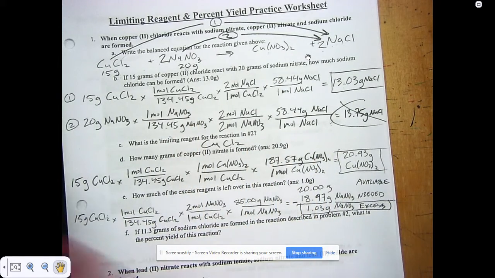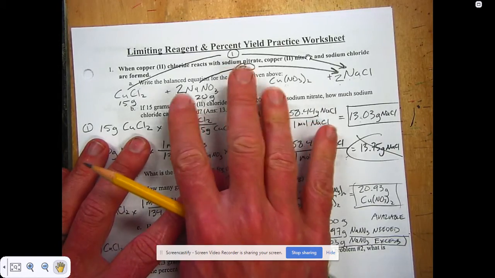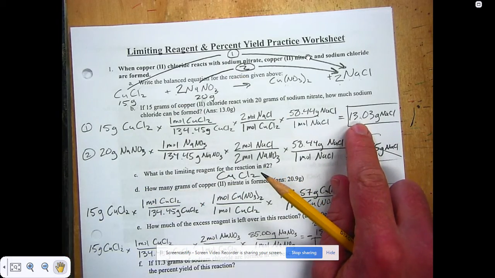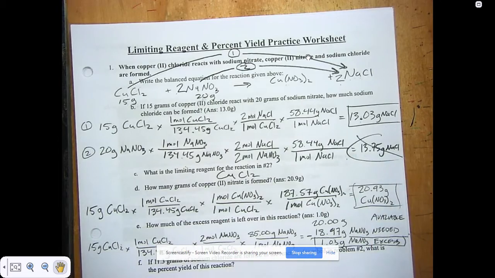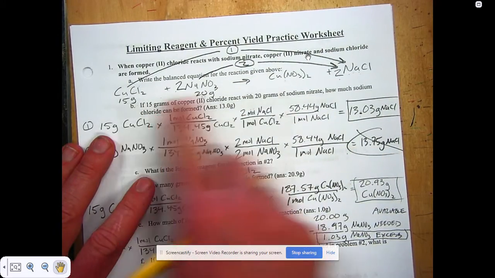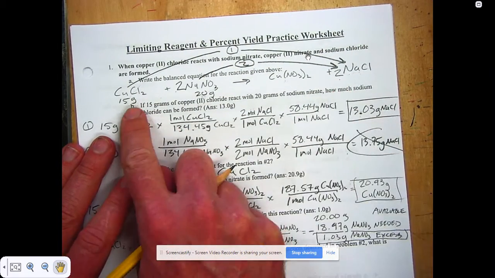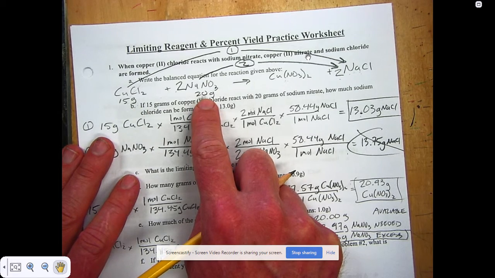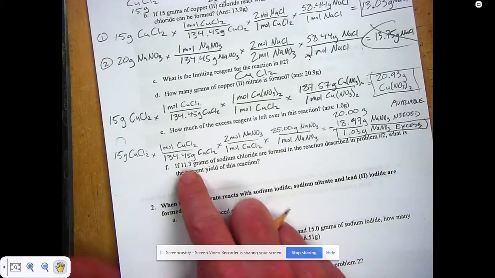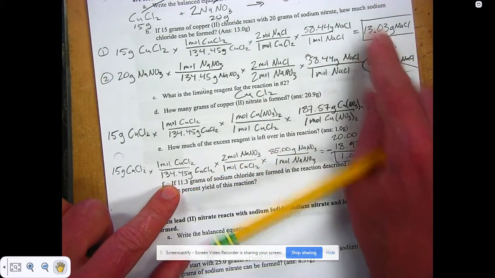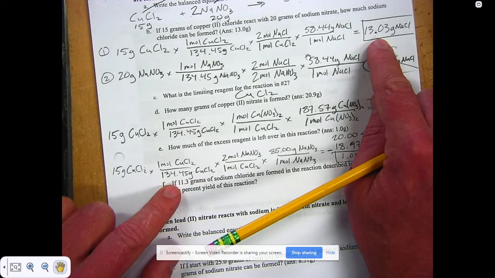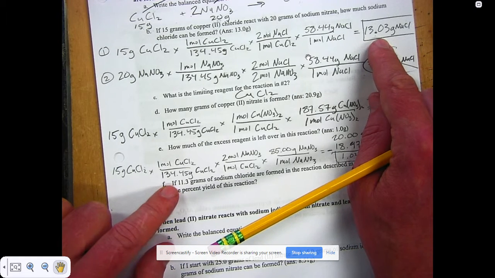So in a perfect world with this reaction, we should be able to make 13.03 grams of sodium chloride. But if we conducted this reaction in the lab with 15 grams of copper(II) chloride and 20 grams of sodium nitrate, if we only made 11.3 grams of sodium chloride instead of 13.03, that wouldn't be too surprising.